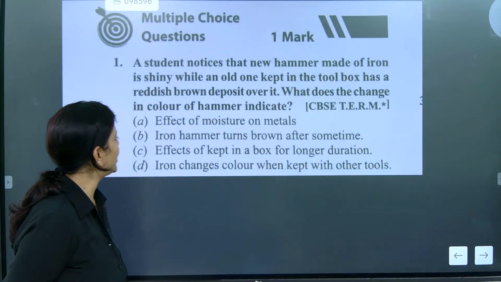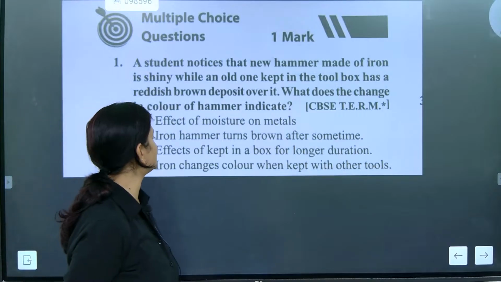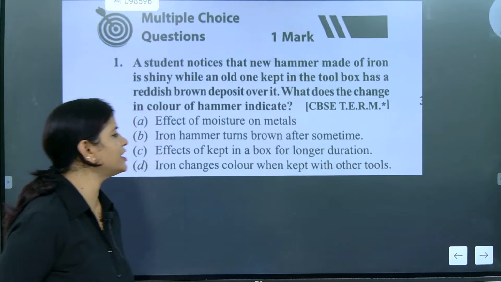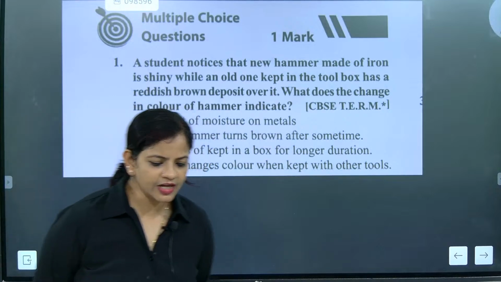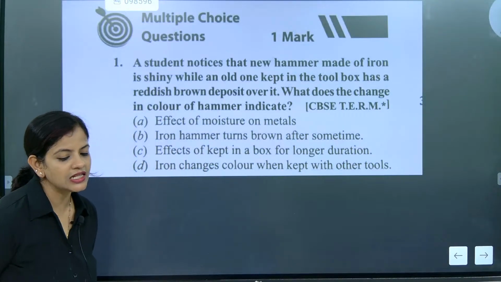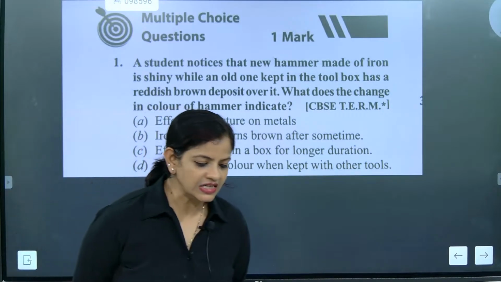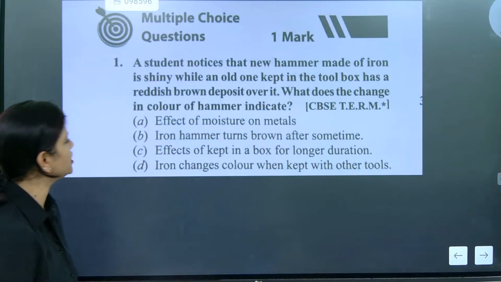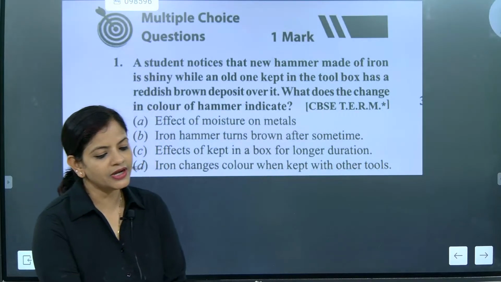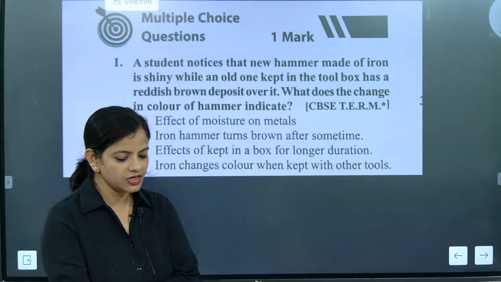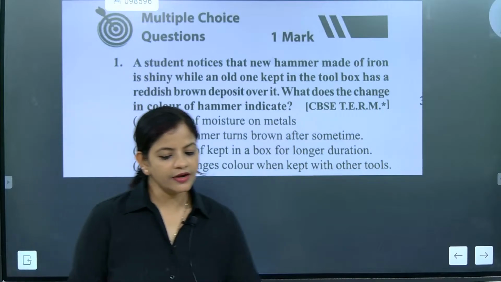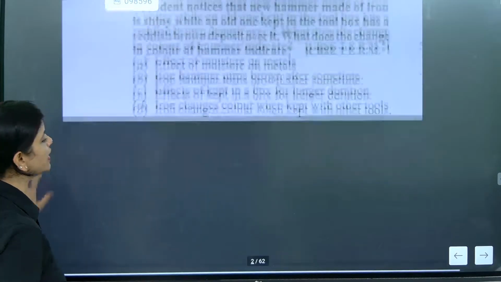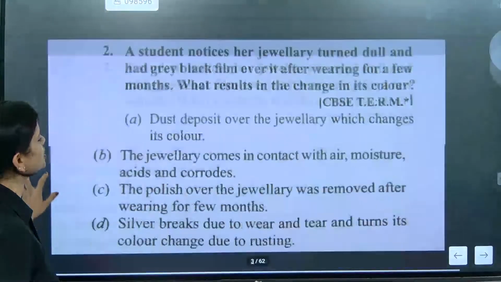Effect of moisture on air, iron hammer turns brown after some time. Effect of being kept in a box for longer duration, iron changes color when kept with other tools. The correct option is A only. That's the correct one because the student noticed this is because of rusting, the effect of moisture on metal. So 100% because of that only this is happening. Absolutely correct answer. We'll go for the next question.